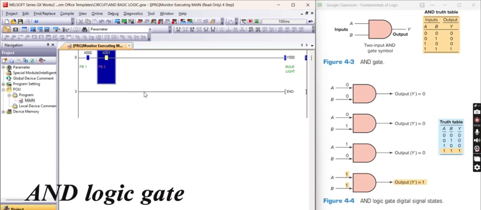Verifying that our PIC program is correct for AND logic gate, in which the output is activated if both inputs are 1 or in the on state.